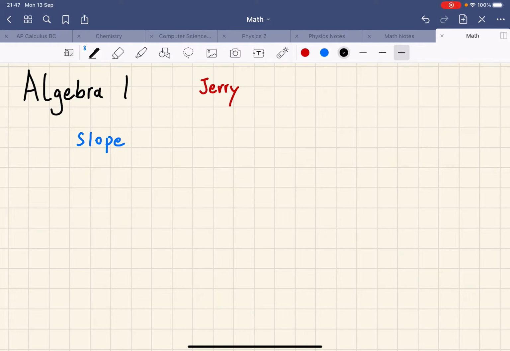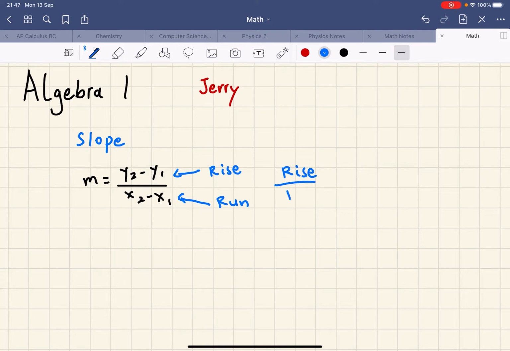So the equation for slope is, we normally use m as the symbol for slope, and m equals y2 minus y1 over x2 minus x1. If you have a graph, or if you know 2 points from a graph, you can use this equation to calculate the slope or the steepness of a line. The y2 minus y1 refers to the rise, and x2 minus x1 refers to the run. So rise over run.